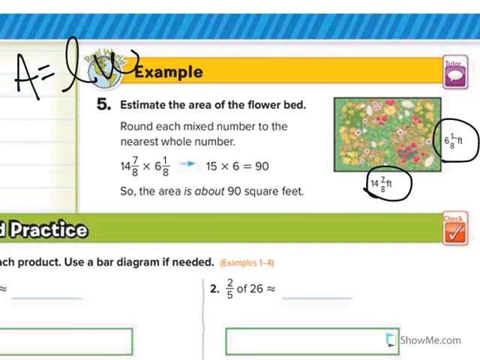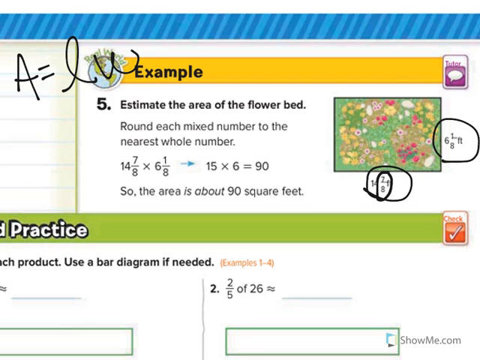Now, these are mixed numbers, not just fractions. So when I'm working with mixed numbers, again, I want to round to the nearest whole number. So if I look at my length, that's 14 and 7/8. Look at your whole number. I know that that's between the numbers 14 and 15. Now, is it closer to 14 or is it closer to 15? That's where you're going to look at your fraction.